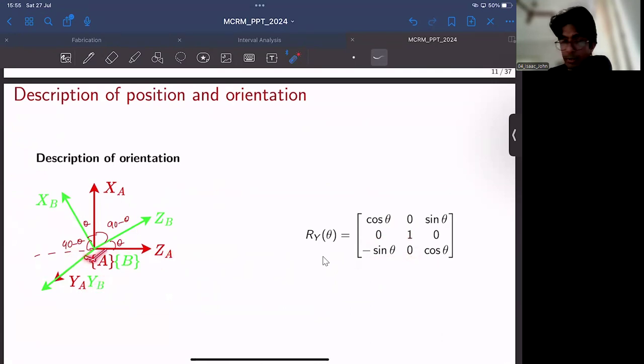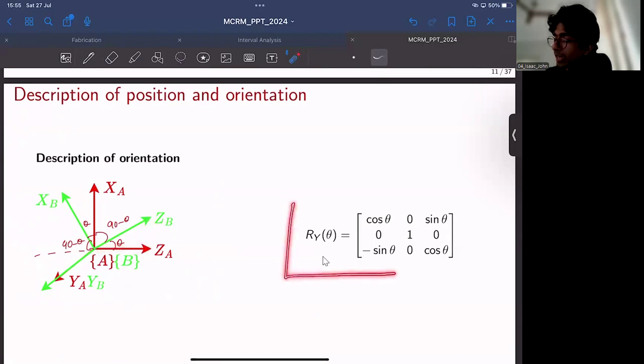This angle is perpendicular. And similarly, projection of ZB on XA would be sine theta. ZB on YA would be 0 because ZB and YB are orthogonal. They are 90 degrees apart. And the projection of ZB on ZA is this much. That would be cos theta.